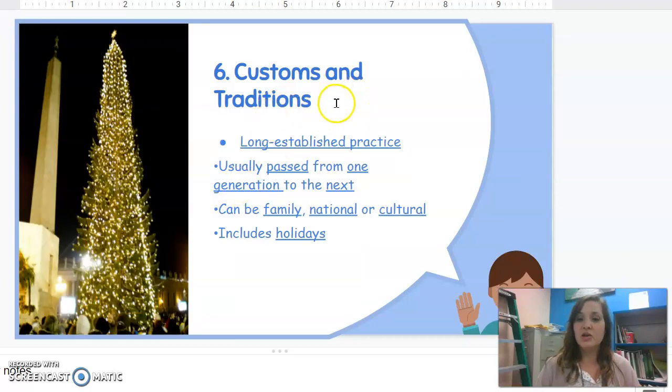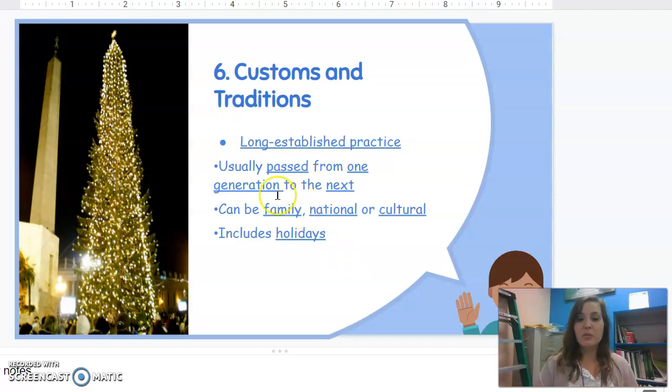Customs and traditions. So you might think about things you do at holidays. How do you greet people? If you go to Thailand, and I've been there, you're going to greet people like this. Give a little bow, it's called the wai. Here in America, you might wave or give a handshake. So different places have different customs.